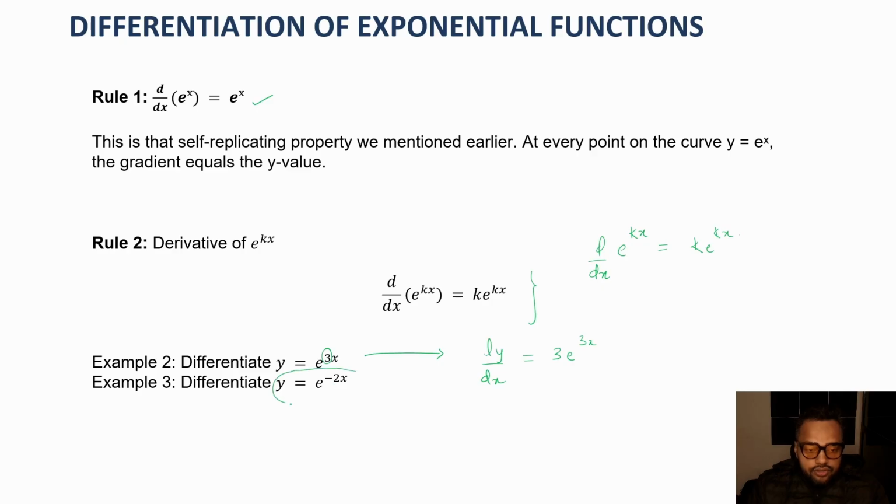Similarly, for this differentiation, dy by dx of this function will be negative 2 e raised to the power negative 2x. Because the power here is negative 2, it comes out as a multiplier, so negative 2 is written like this. So the dy by dx of this function will be negative 2 e raised to the power negative 2x.